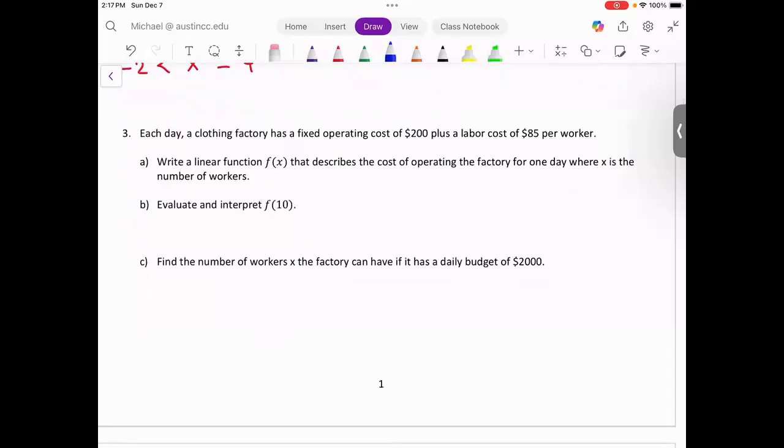Next question. Each day, a clothing factory has a fixed operating cost of $200 plus a labor cost of $85 per worker. We want to write a linear function, f of x, that describes the cost of operating the factory for one day, where x is the number of workers. Evaluate and interpret f of 10. Oh, sorry, so let's skip the function first. So we have a fixed operating cost of 200 and then $85 per worker. This is our b, and this is our m.